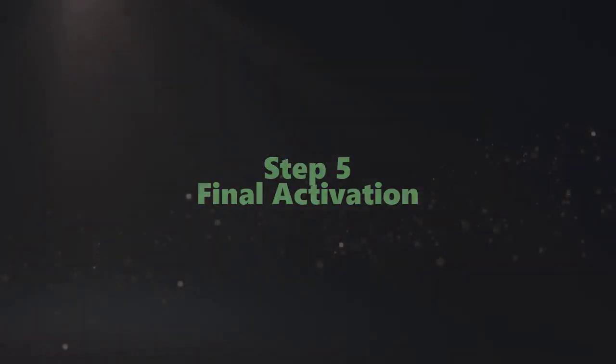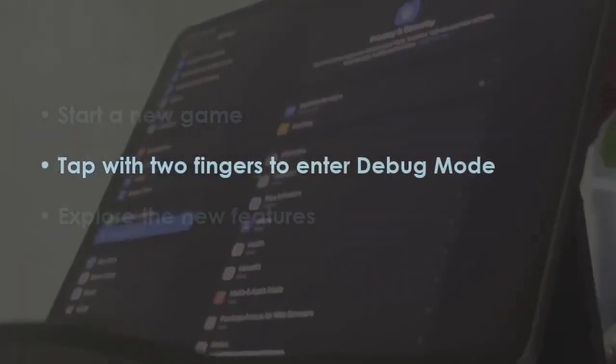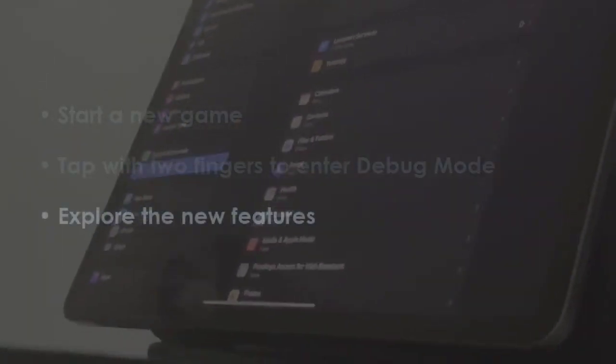In the next step, begin a new game. Later, tap using 2 fingers to enable debug mode. Then try out the special options. You are good to go.